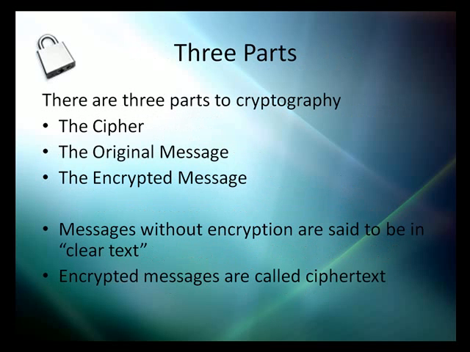So there are three parts to cryptography: the cipher, the original message, and the encrypted message. Cryptography takes an original message that you give it, such as a picture or a text document or whatever, and uses the cipher to encrypt it, giving you the encrypted message. Messages without encryption are said to be in clear text. Encrypted messages are usually called ciphertext.